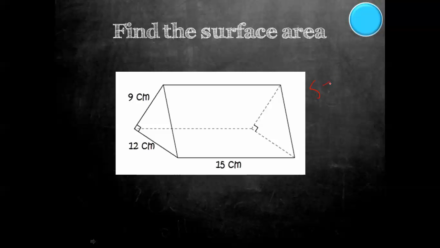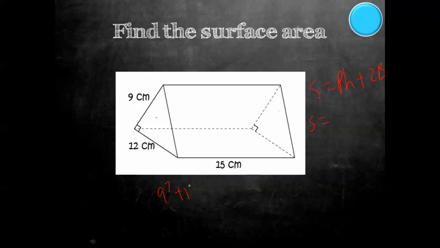Okay, for this one, same formula, only now our base is a triangle. So find the perimeter of the base. Now the base here is the triangle. We've got to find this hypotenuse. What we are going to find first is this hypotenuse right here.